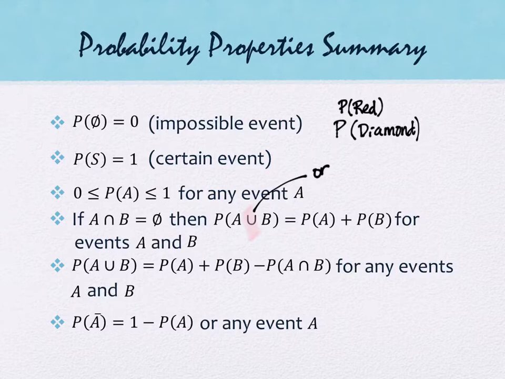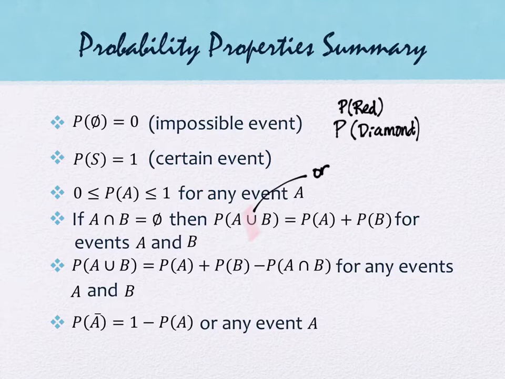Which means if I counted up the number of red cards and I counted up the number of diamond cards and I added them together, I've counted some of the cards twice, right? So that's why you see this being removed here at the end, I'm removing double counts. I'm removing the things that I counted twice. And if there are no things counted twice, then this would just be 0. It would collapse and it would become the previous line's equation. Probability of event A plus probability of event B.